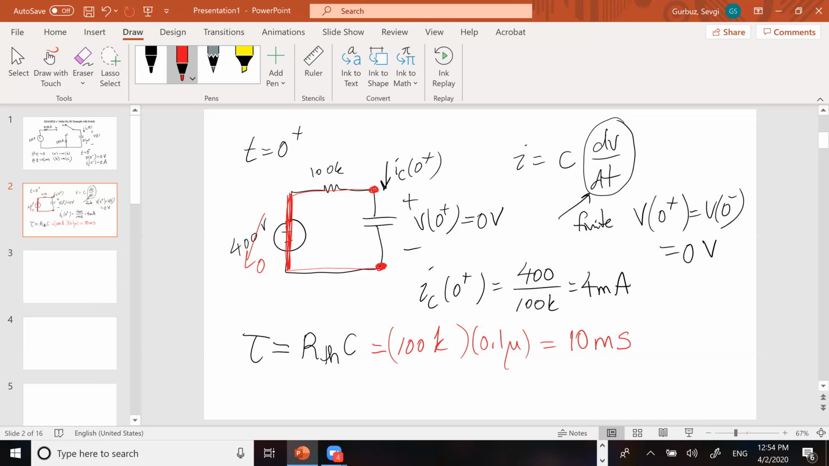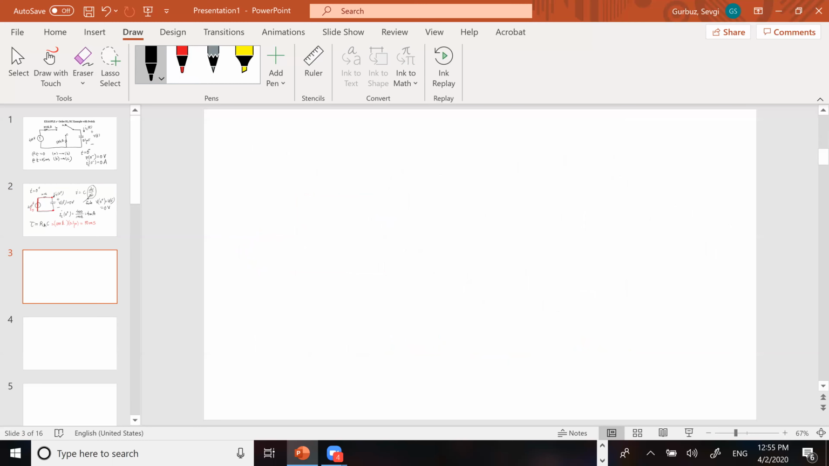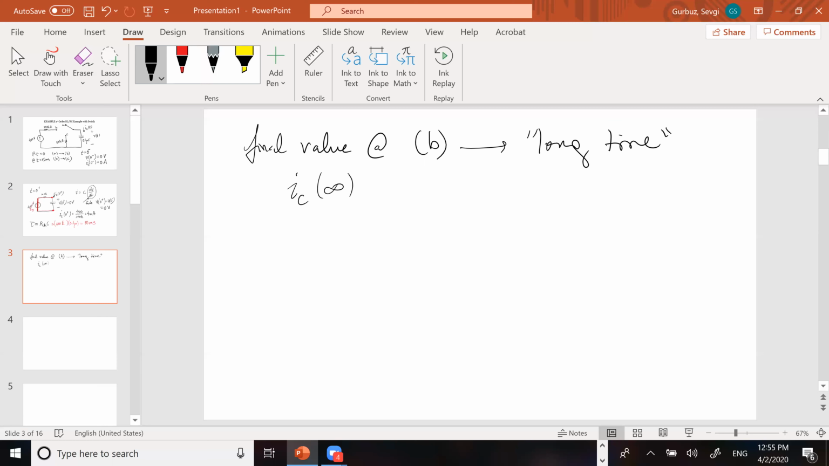So initially, let's forget for a moment that the switch is going to eventually change at 15 milliseconds. Assuming that we were in position B forever, let's calculate what the final value would be. So final value at position B, assuming a long time has passed. I'll come in a moment to quantifying what I mean by a long time. When a long time has passed, we're assuming that all derivatives are equal to 0. Therefore, you just use the symbol infinity to indicate that a long time has passed.